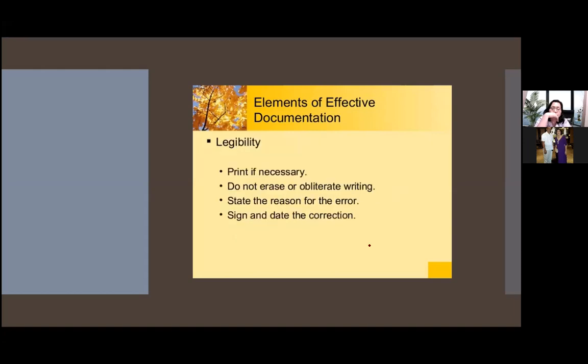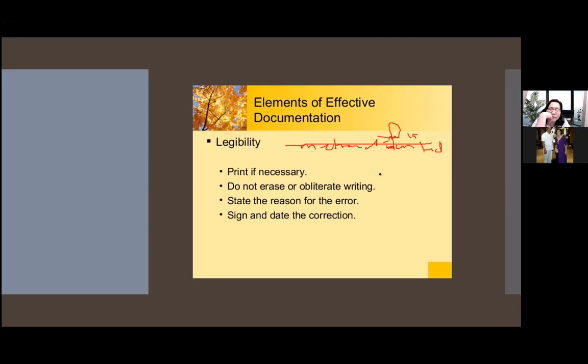Okay? Then legibility. So when you say legibility, the print if necessary, do not erase or obliterate writing. So when you say do not erase, let's say for example, nagkamali ka. Okay, kunyari metronidazole 500 milligram. Ayan, TID. BID lang ba siya? So anong gagawin mo? Ayan, so you're going to put a line. Okay, and then you're going to countersign and then your date. Okay? So bawal yung gumagamit ka ng liquid paper.